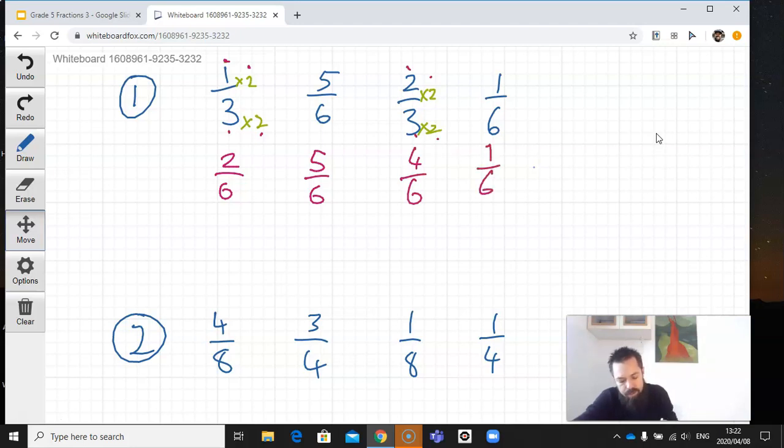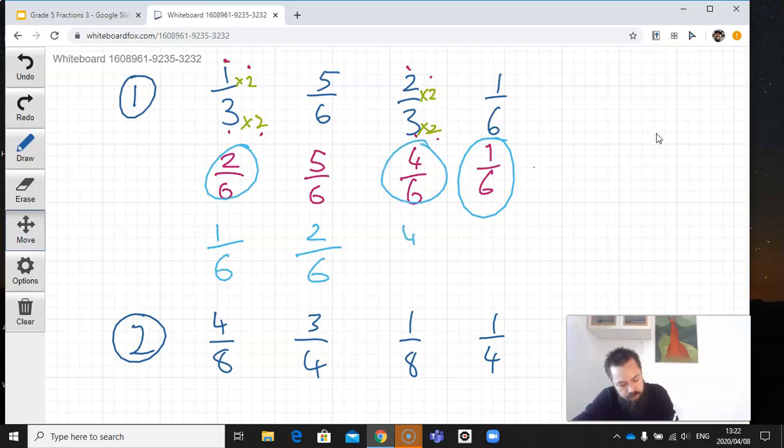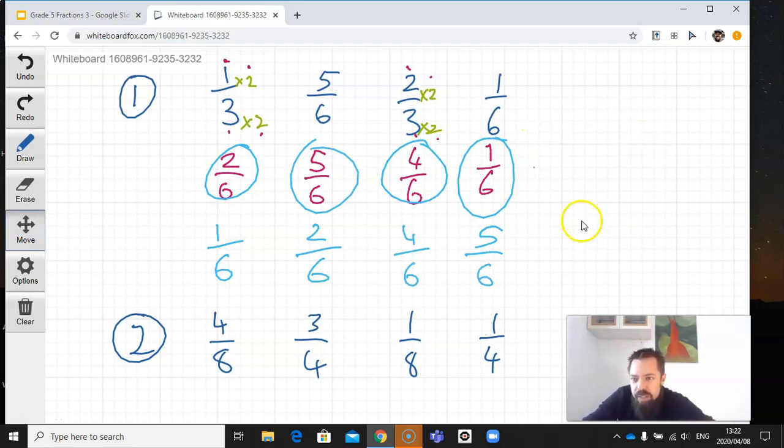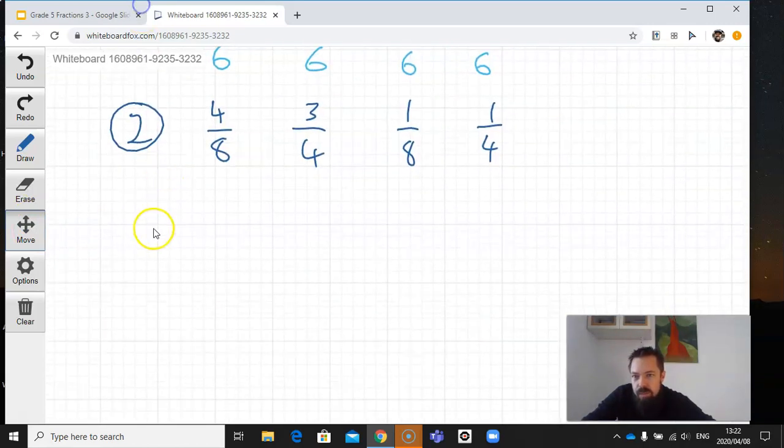All right, and now that I can see them all together, I can organize them from smallest to biggest. So this one is the smallest, 1 over 6. That one's the next smallest, 2 over 6. 4 over 6. and 5 over 6. Right. Hope that you managed to do that. This is a learning thing. All right, let's move on to the next one.